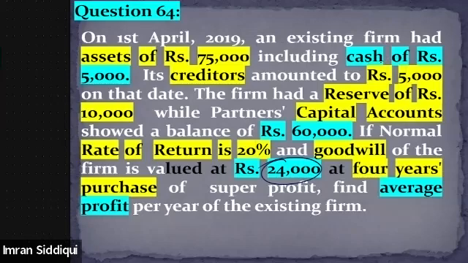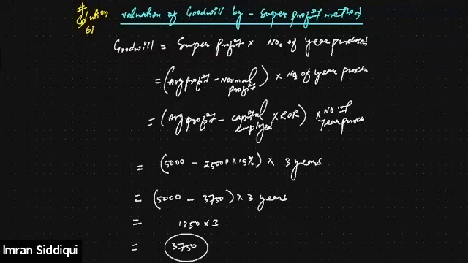However, there is certain information regarding the assets and liabilities, creditors, reserve, cash. All these things are there in the question. However, capital employed is not given here. So let me show you how this question will be solved. Let's just write down the formula. Since this question gives you the goodwill based on the super profit method, we will simply apply the formula of the super profit method to solve this question.